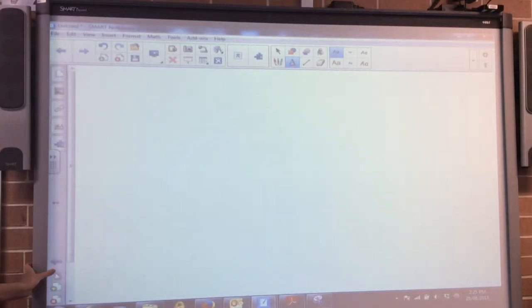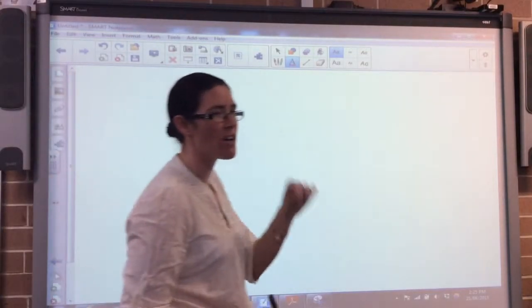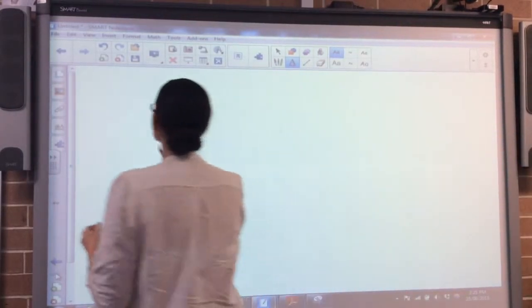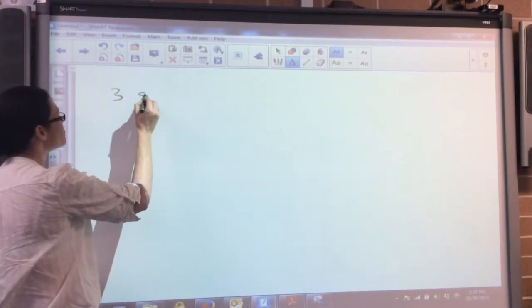The first polygon, the smallest polygon, has 3 sides. What's it called? First polygon. Triangle. We're back to kindy now, okay? So, 3 sides.